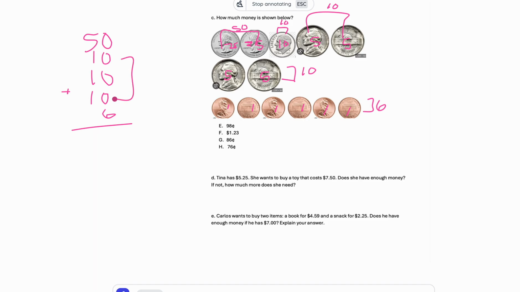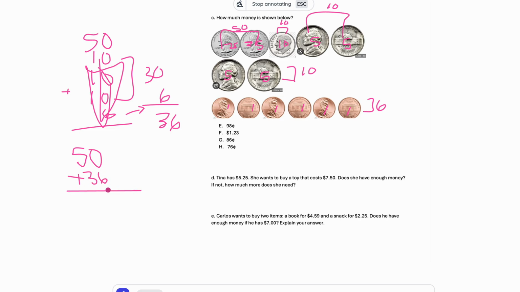I know that these 3 tens equals 30. I'm going to move that 6 over. So I've got 36. So I did all of those. Now I've got 50. So 50 plus 36. 6 and 0 is 6. 5 and 3 is 8. 86 cents was my answer. So G was correct. G.